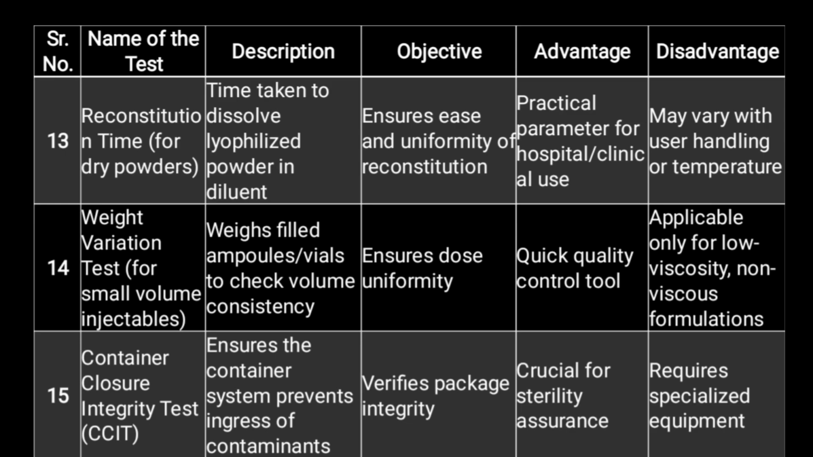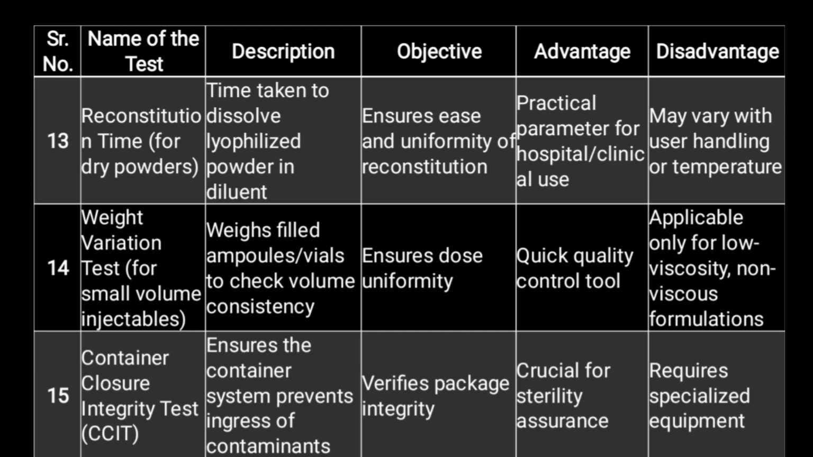Moving to the next one, that is the weight variation test for small volume injectables. So, in this, weights are taken of filled ampules or vials to check volume consistency in order to ensure dose uniformity. It is a quick quality control tool. However, the disadvantage for this test is it is applicable only for low viscosity, non-viscous formulations.